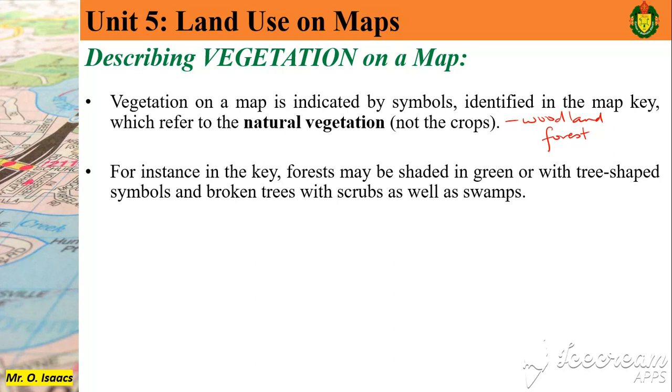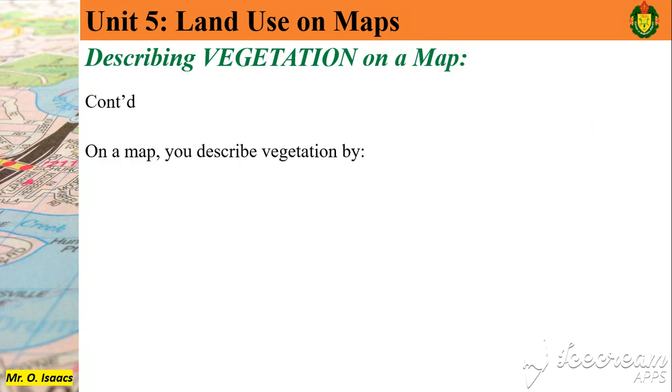Green is the color that is used to represent vegetation, and of course you look on the key to see what the different shades represent. You can have a dark shade of green or a light shade of green to represent different types of vegetation.